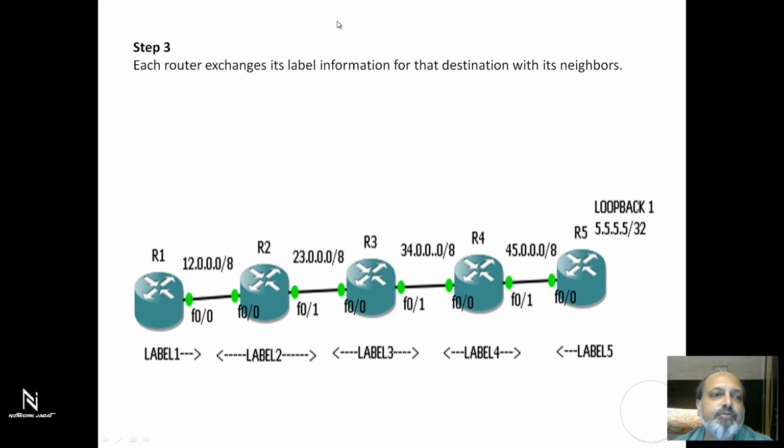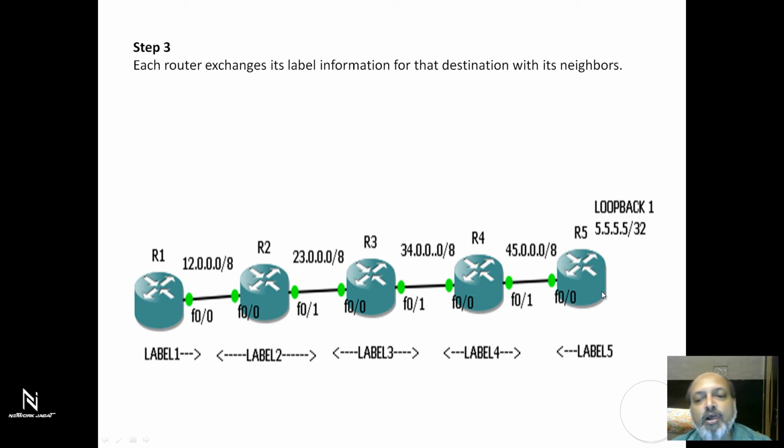Now step 3. Each router exchanges its label information for that destination with its neighbors. This step happens in different passes. All the passes are not mentioned here, but it is easy to understand. In the very first pass, router 1 sends its label 1 information to router 2. Router 2 sends its local label information to router 1 and router 3. Router 3 sends its local label information to router 2 and router 4.